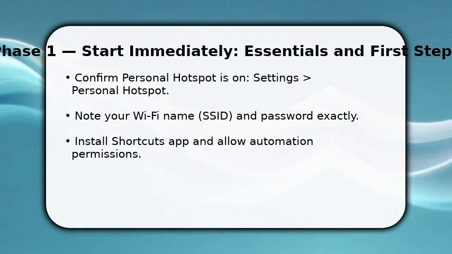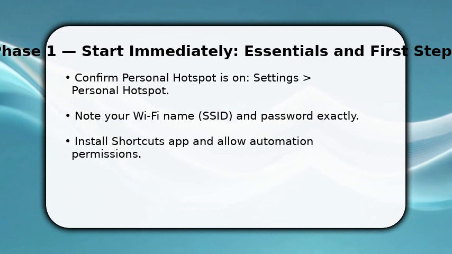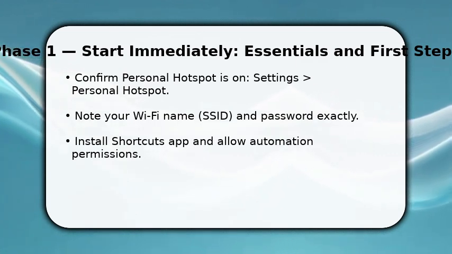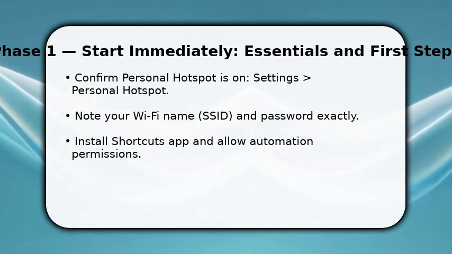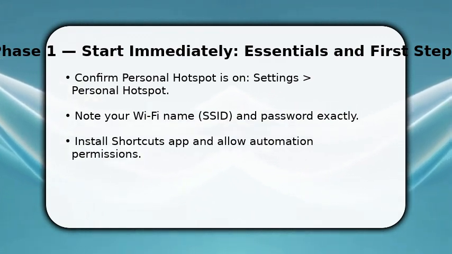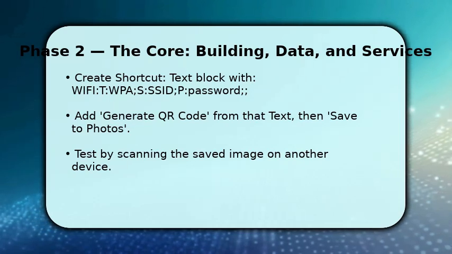You'll create a simple shortcut that takes SSID/security/password and outputs a Wi-Fi QR image. This method is the only reliable phone way without third-party web tools. Now you construct the shortcut step by step.